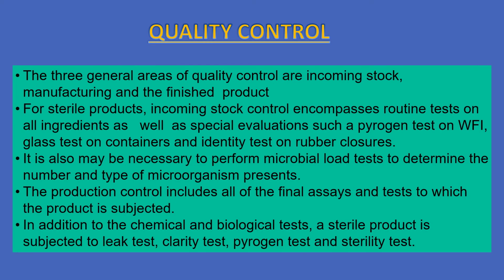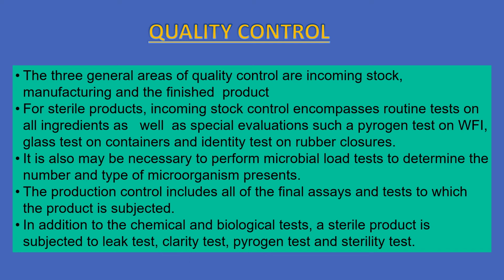Quality control. The three general areas of quality control are incoming stock, manufacturing, and finished product. For sterile products, incoming stock control encompasses routine tests on all ingredients as well as special evaluations such as a pyrogen test on water for injection, a glass test on containers, and an identity test on rubber closures. It may also be necessary to perform microbial load tests to determine the number and type of microorganisms present.